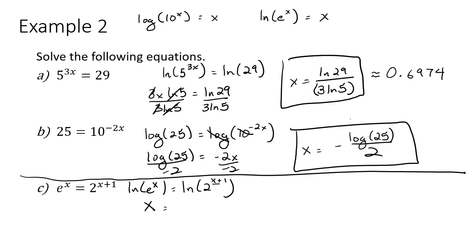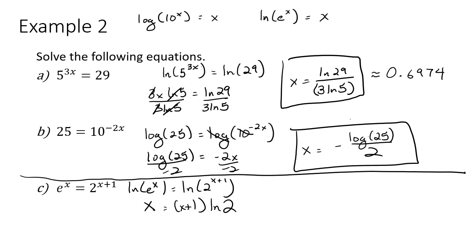Whenever you have an exponent with multiple pieces like this, when I pull it out, it's going to be the entire exponent, x plus 1, times the natural log of 2 that's left over. And now a lot of students get stuck with this type of problem because they're not sure how to solve something like this for x.